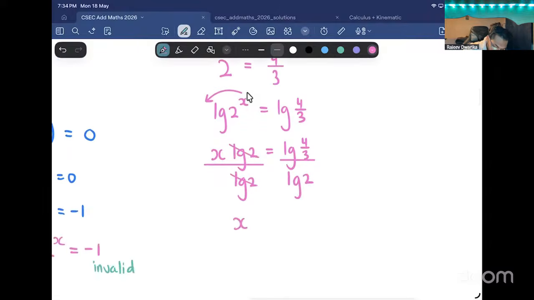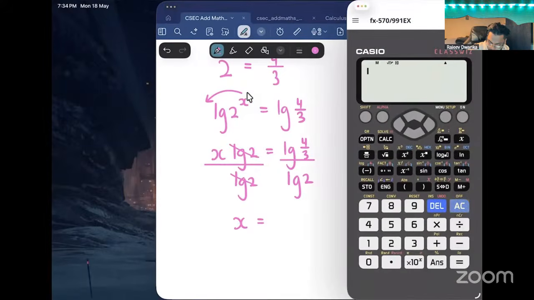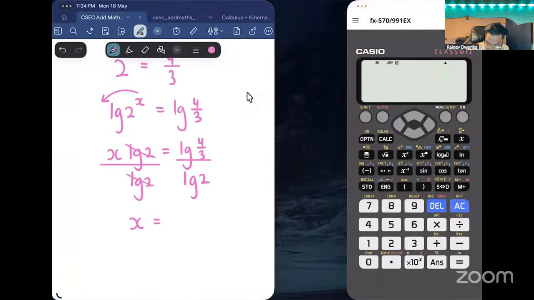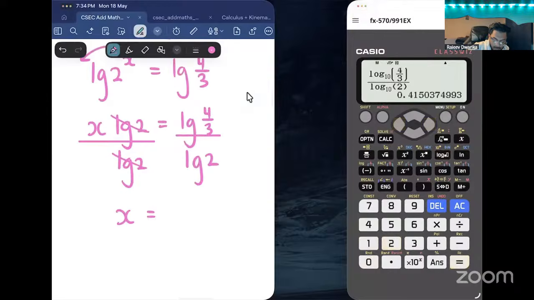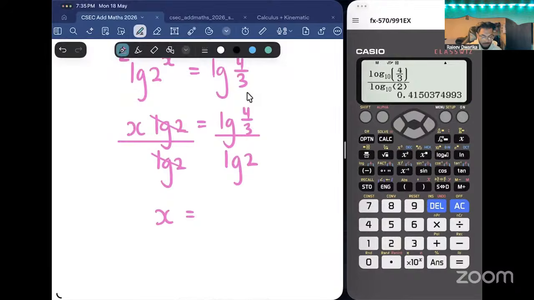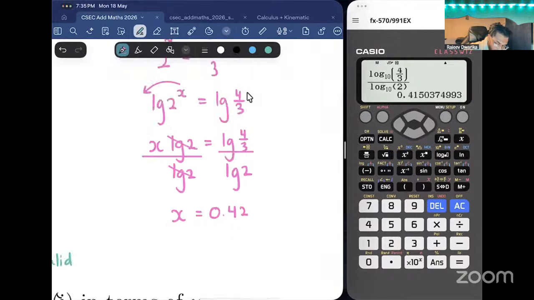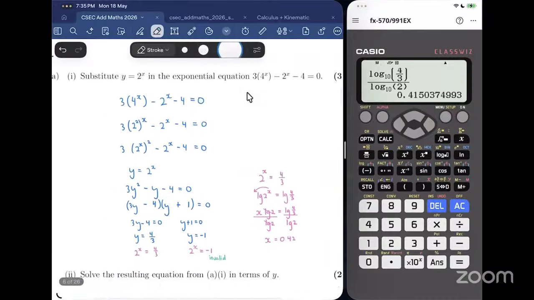So your answer for x would be this. Remember, lg is log base 10. So in my calculator, I'm going to put log base 10 of 4 over 3, divided by log base 10 of 2. Let me know if you got it. 0.42.